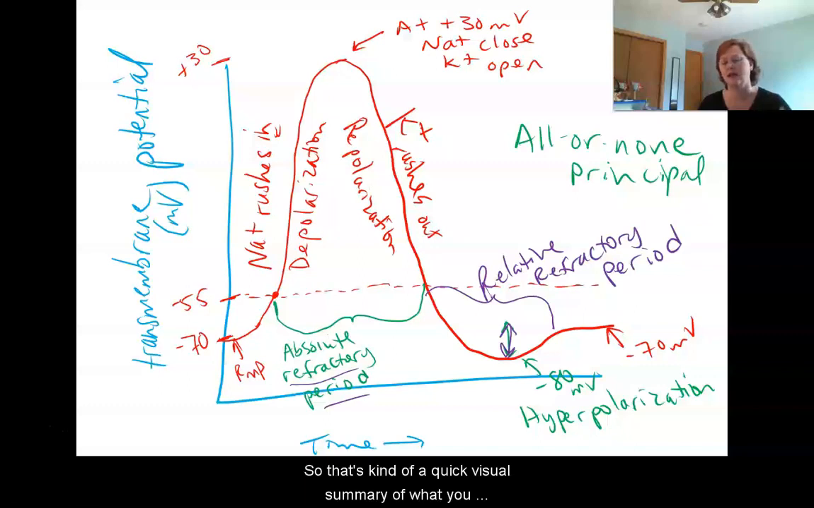So that's kind of a quick visual summary of what you learned about in the video and maybe adding a few more details to it. We'll start another video and talk about what happens when we actually get to that synapse.